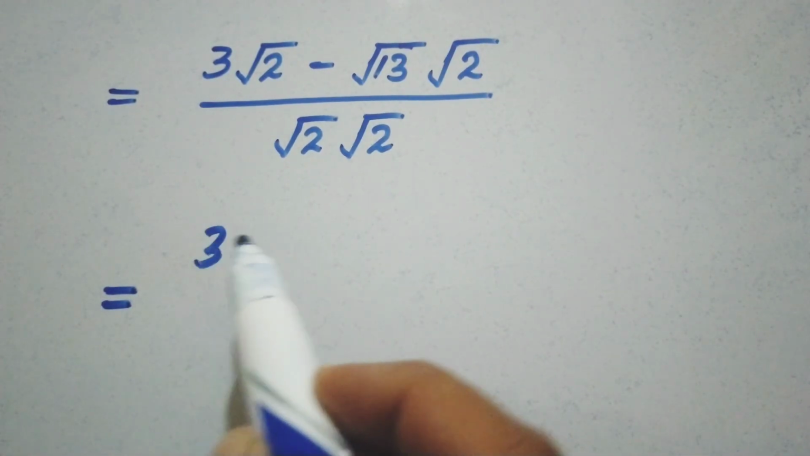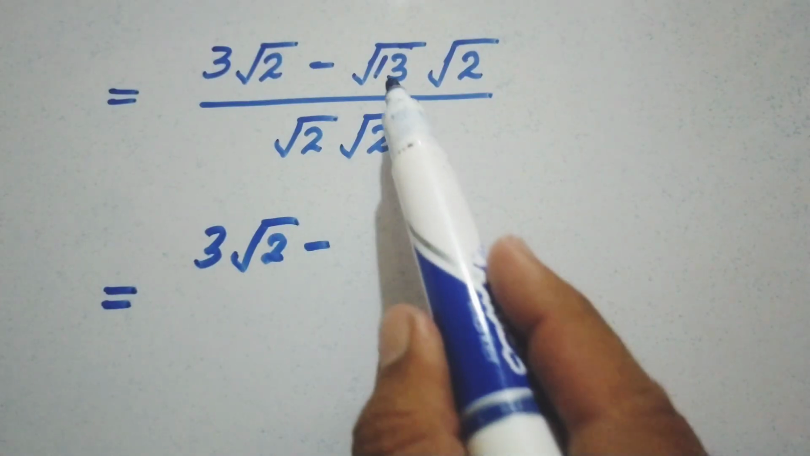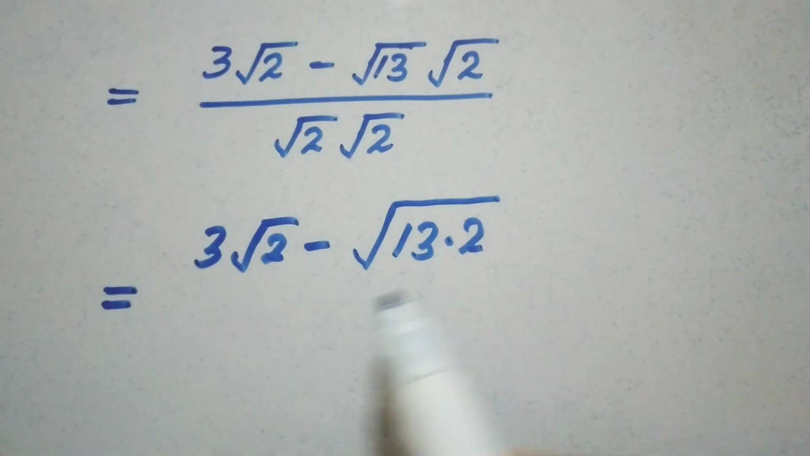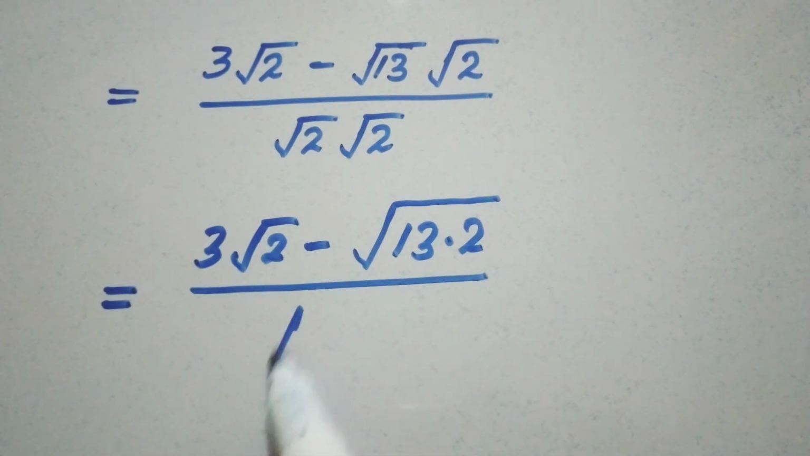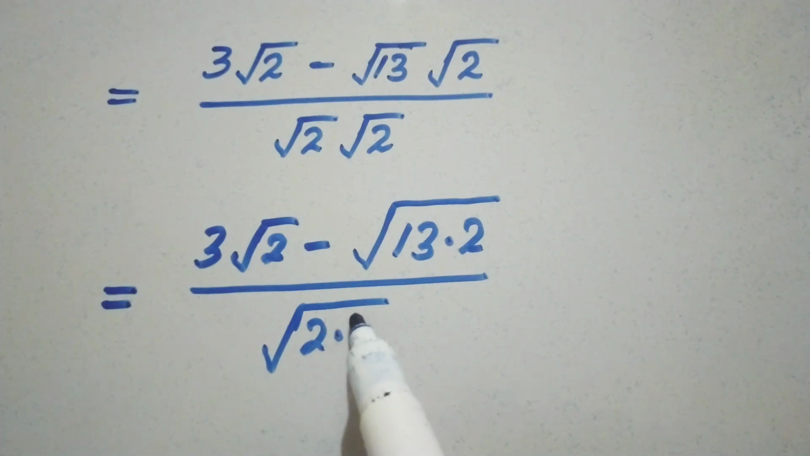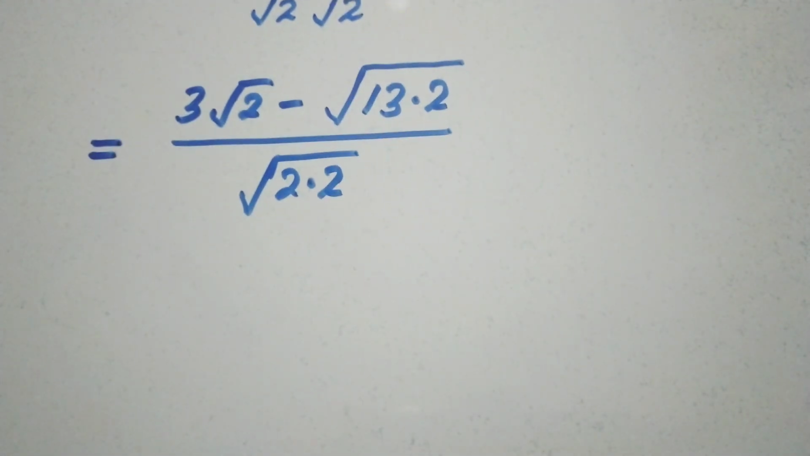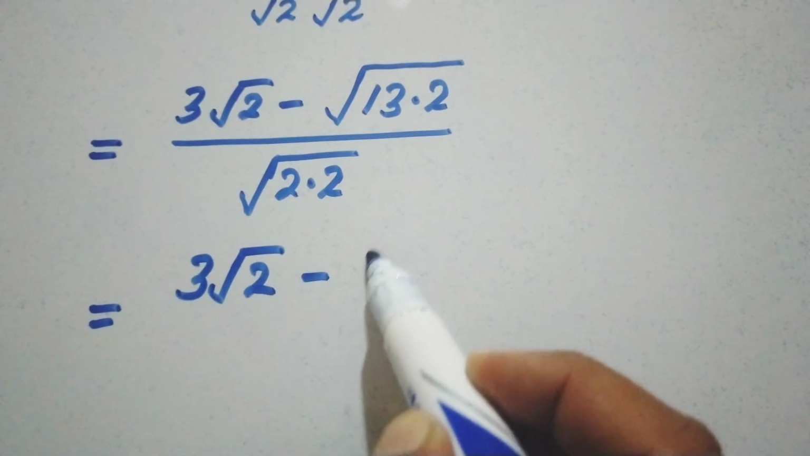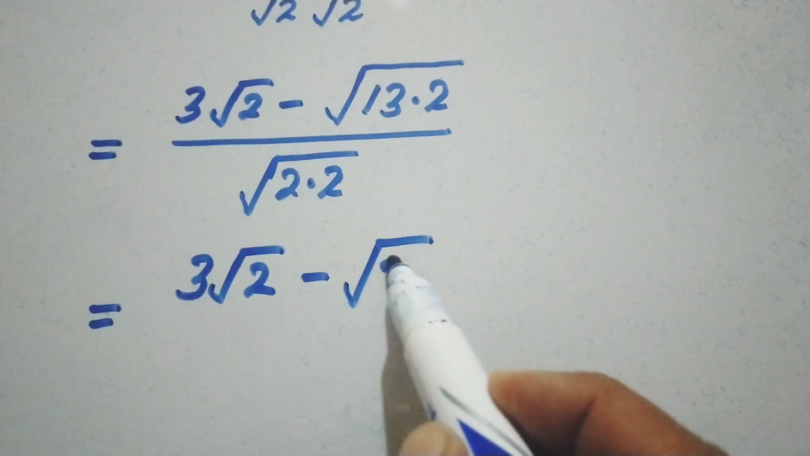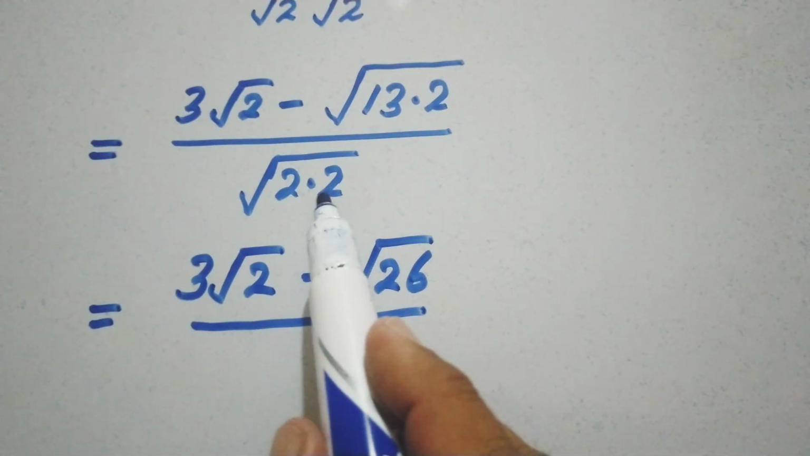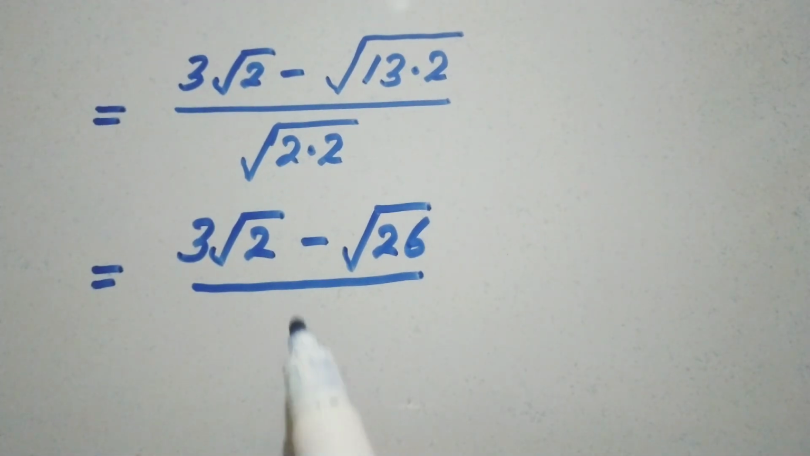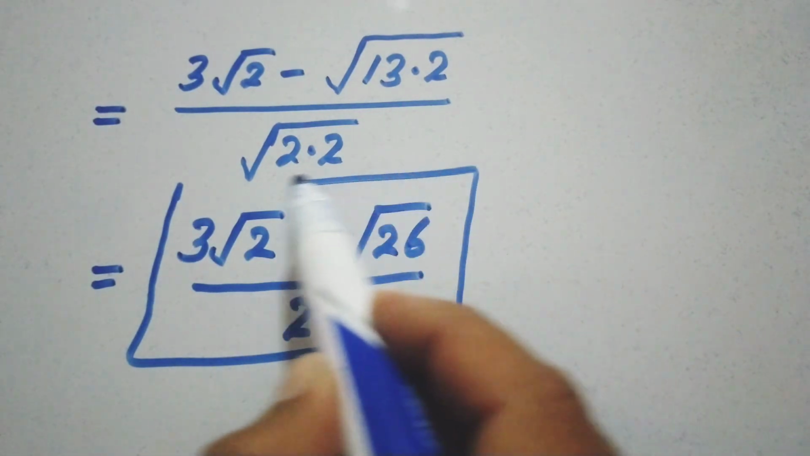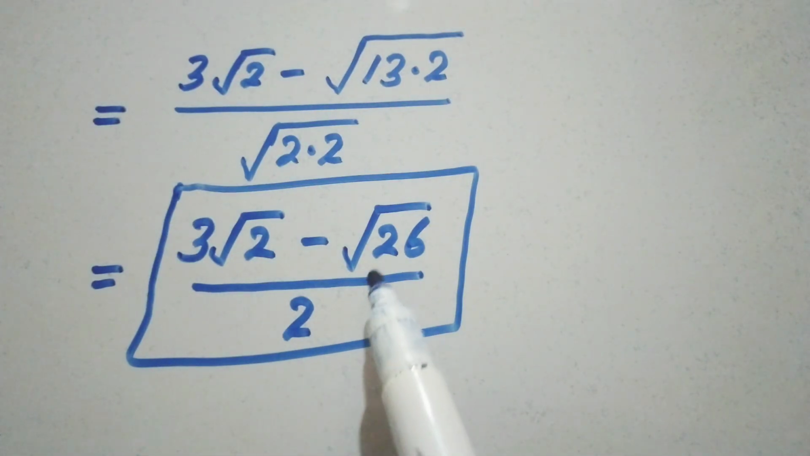This is equal to 3 into square root 2 minus, this we can write as the whole square root of 13 multiplied by 2, divided by, the same, we can write this as 2 multiplied by 2 whole squared. So finally we get 3 into square root 2 minus square root of 13 multiplied by 2, we get 26, divided by 2 multiplied by 2, which is 4, square root of 4 is equal to 2. So we have simplified this expression and we got 3 into square root 2 minus square root 26 divided by 2.